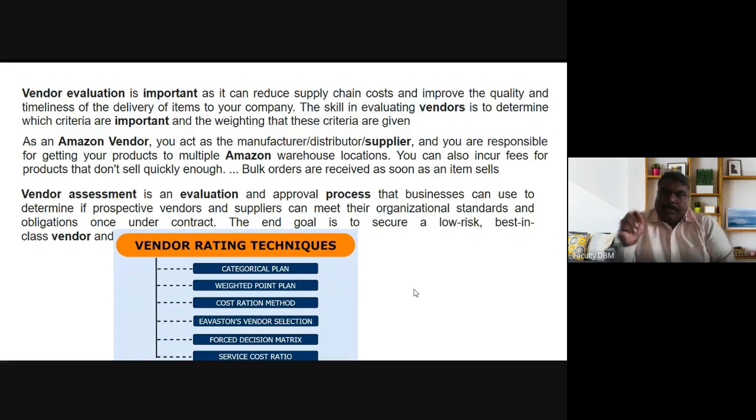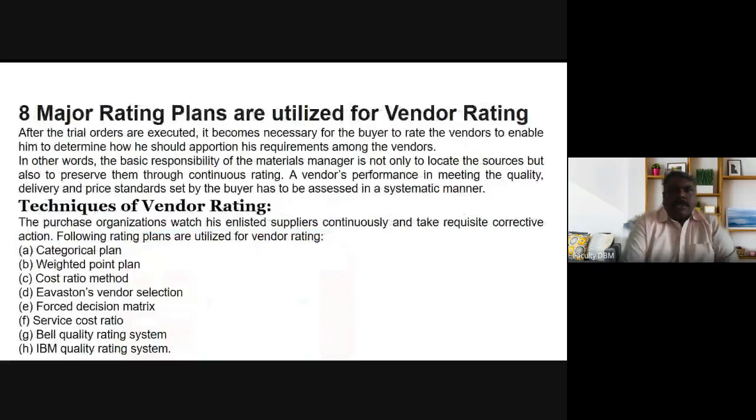We are going to send a request for proposal and request for quotations. Once we receive the quotations, we are going to see the least cost, and then we are going to ask that particular company or supplier to supply the material to us. So 8 major rating plans are utilized for vendor rating.